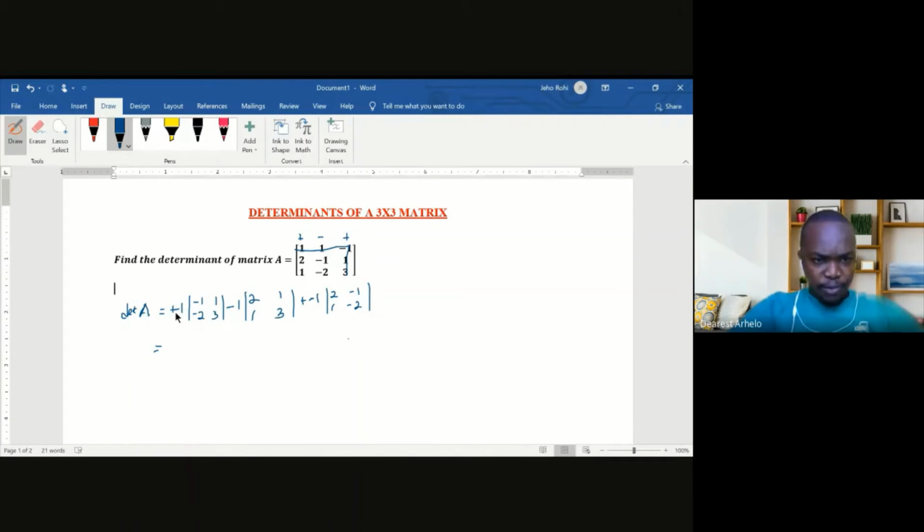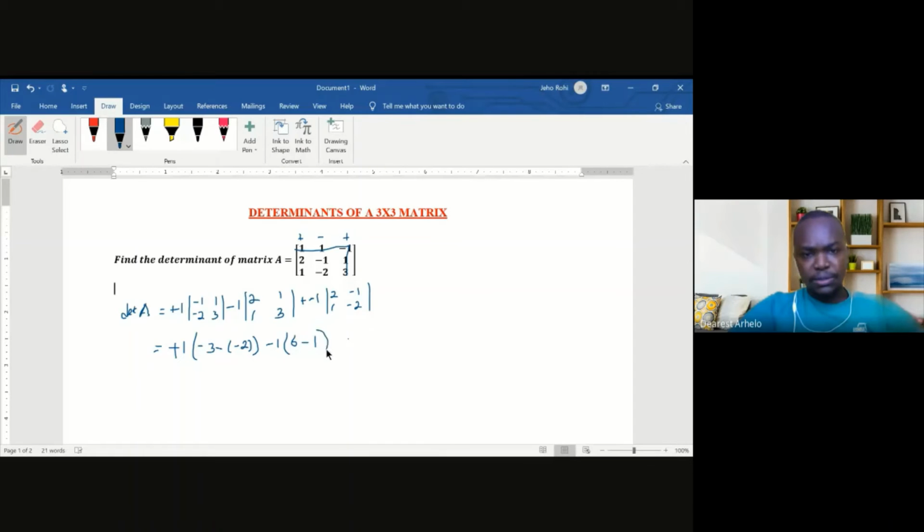So let's go. We have plus 1, open brackets. As you all know, to find the determinant of a 2 by 2 matrix, we multiply the leading diagonal, which is minus 1 times 3. That gives us minus 3, minus 2 times 1 gives us minus 2. Close. We have minus 1, open brackets, 2 times 3 is 6, minus 1 times 1 is 1.